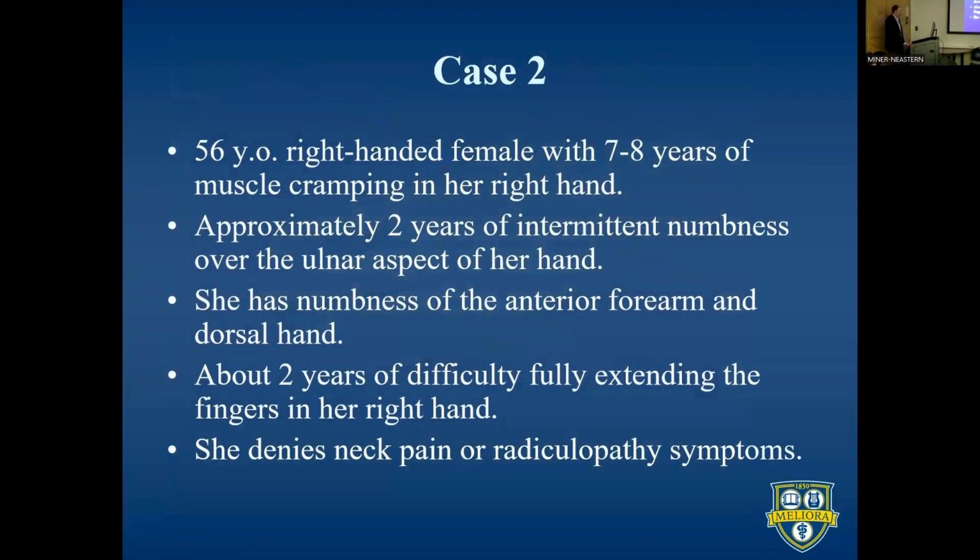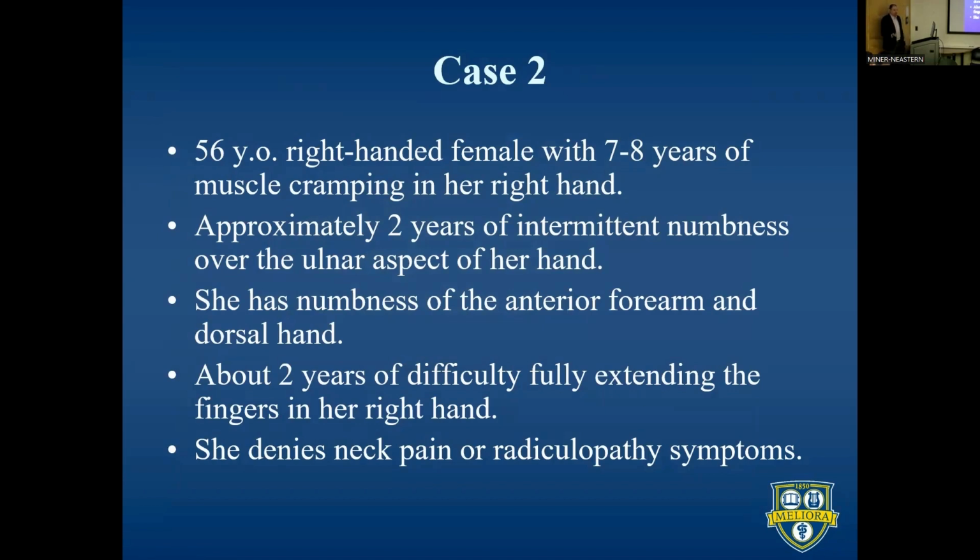So here's a case that we did Wednesday, Raquel and I, 56-year-old female, 7 to 8 years of muscle cramping in her right hand, 2 years of numbness over the ulnar aspect of her hand. She got numbness in the anterior forearm and dorsal hand, and about 2 years of trouble extending her fingers in the right hand. She denies neck pain or radiculopathy. So in this case, the patient's telling you, my hand is cramping, I have numbness in my pinky, my forearm feels weird, and now my wrist extension is getting weak. So to put all those things together, you know, we're not in a single peripheral nerve.